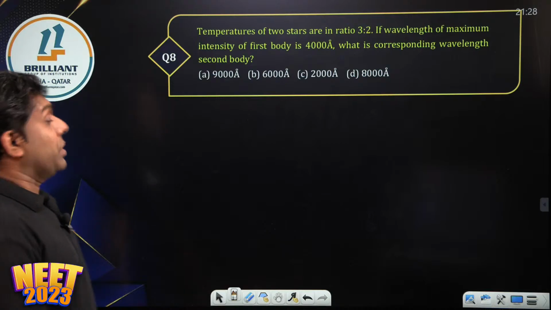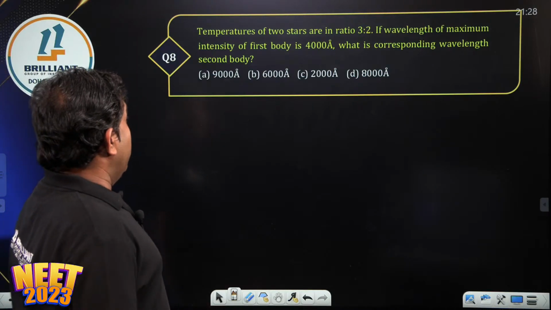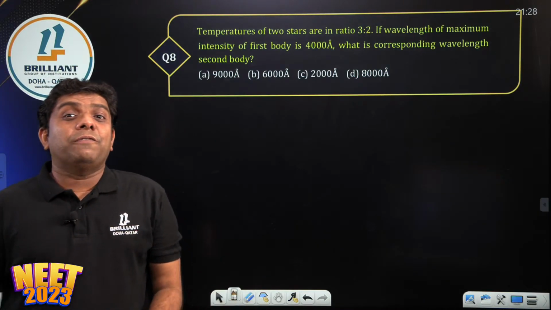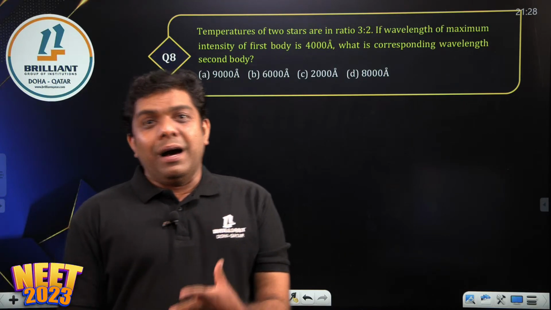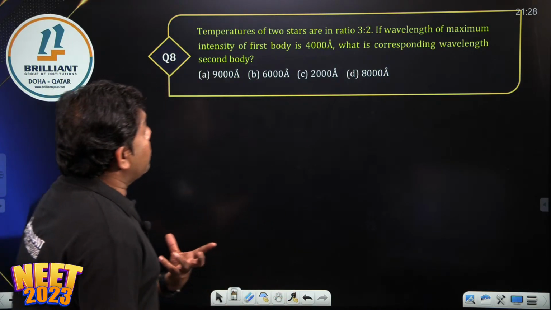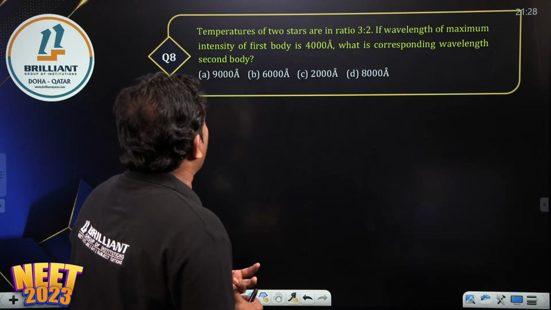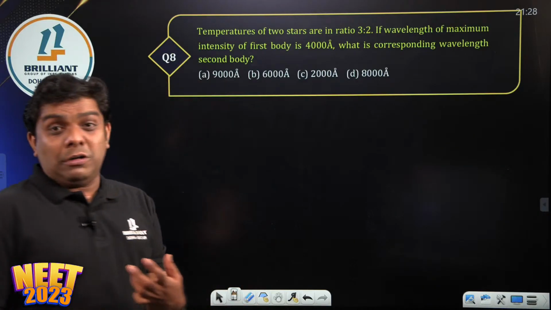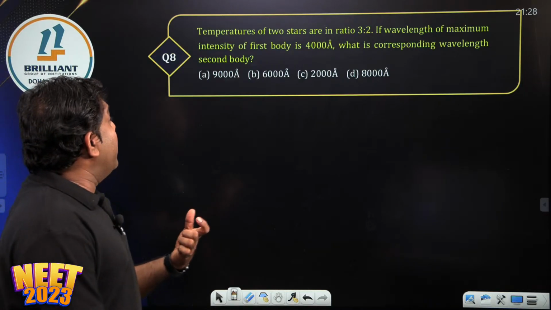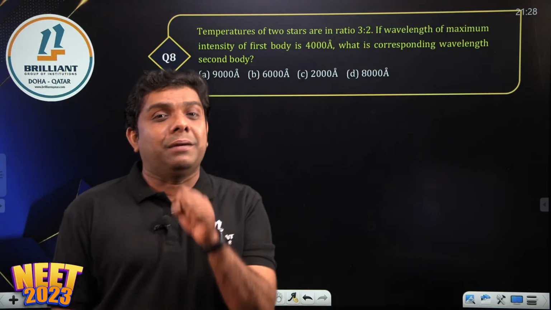Now we are trying question 8. So what is question 8? Please see. Temperatures of two stars are in the ratio 3:2. If the wavelength of maximum intensity of the first body is 4000 angstrom, what is the corresponding wavelength of the second body?